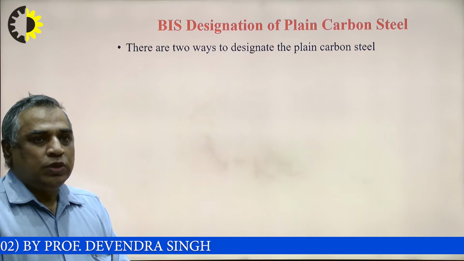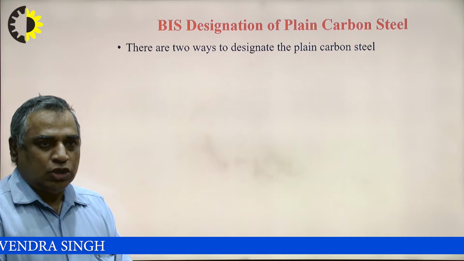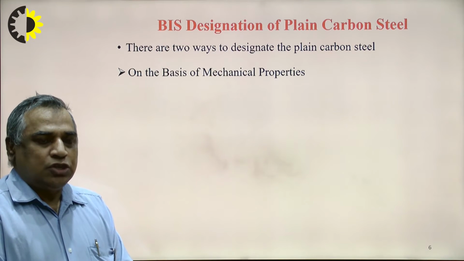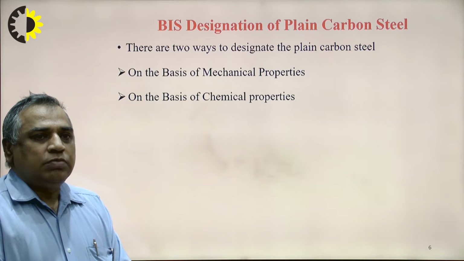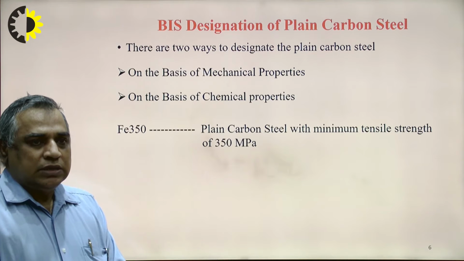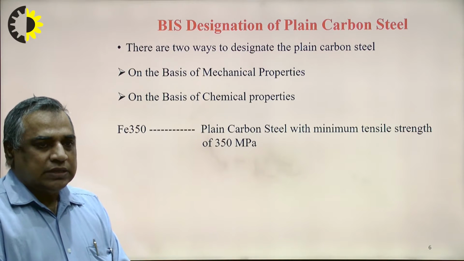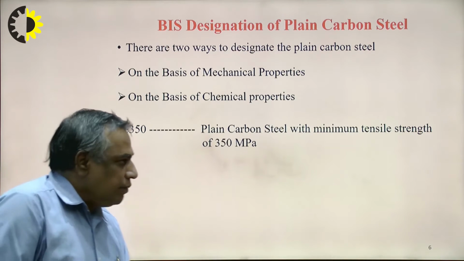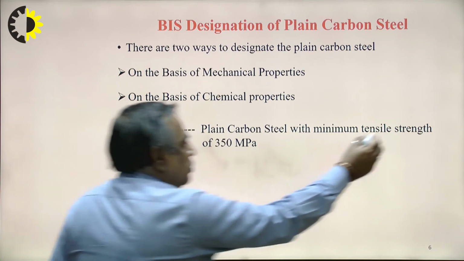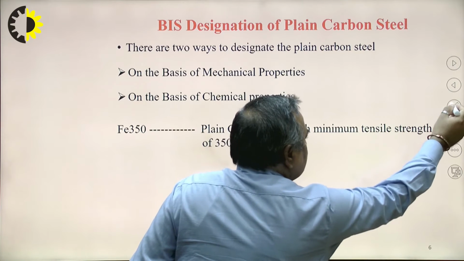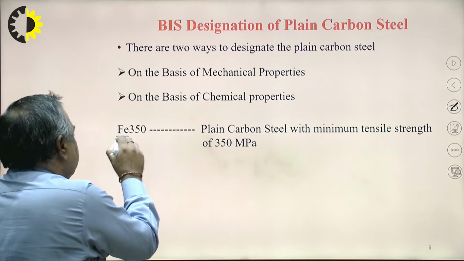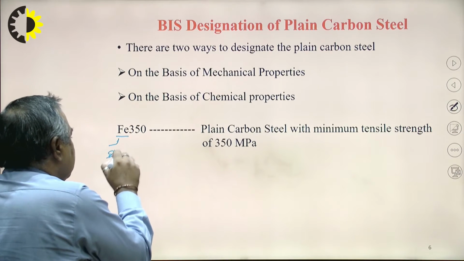So there are two ways to designate a plain carbon steel: on the basis of the mechanical properties, primarily based on the strength, and on the basis of the chemical properties. On the basis of mechanical properties, this is an example. Fe is the symbol of iron.